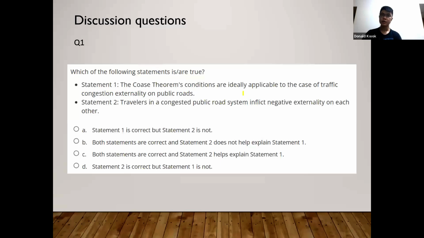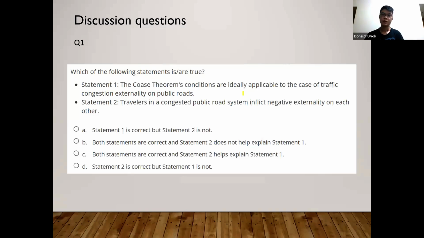So using the zero negotiation cost condition, as you can imagine, if the travelers or the drivers in the public road system would like to negotiate with each other, they need to come up from the car, and many drivers are standing on the public road to negotiate with each other. As you can imagine, it's quite clumsy and chaotic. And at the very least, time cost will be involved in the negotiation process. So this means that the condition about zero negotiation cost cannot be satisfied for statement 1.